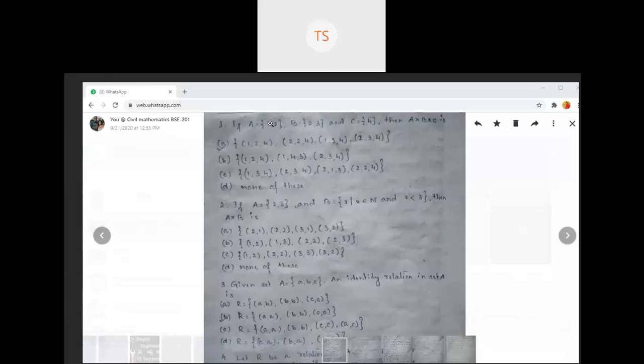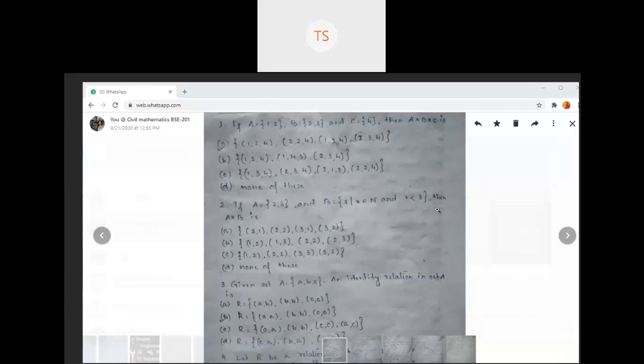Similarly, next we again take the first element from set A, which is 1, then the second element from set B, which is 3, and there is only one element in set C, which is 4. So we get (1, 3, 4). Similarly, with the second element of set A we get (2, 2, 4) and again (2, 3, 4). So that's why option A is the correct option.